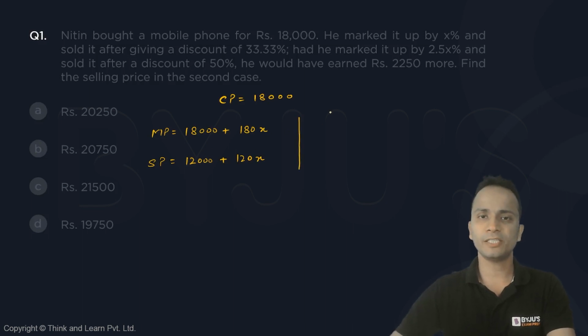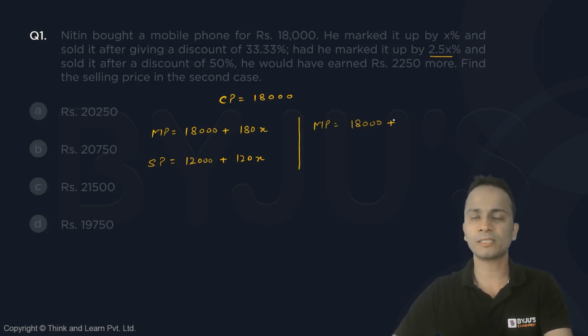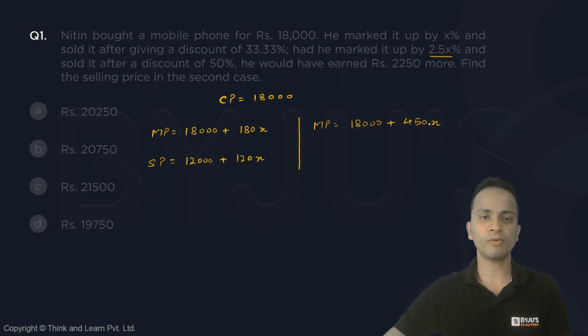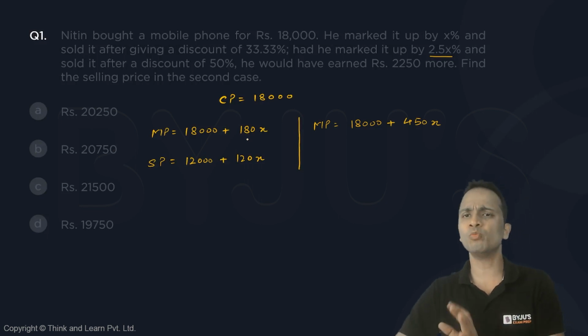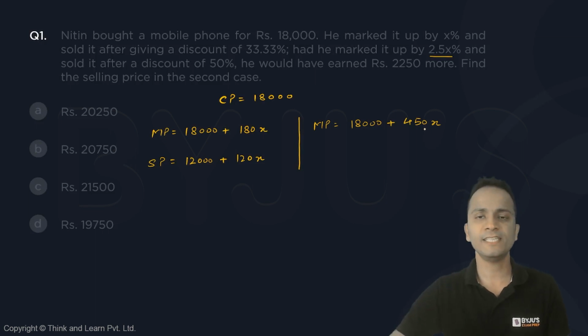Now let's make the second case. Instead, if he marked it up by 2.5x percentage, in that case it will be 18,000, that is the cost price, plus 2.5x percentage of 18,000. That will come out to be 450x, right? What I've done is I've just multiplied 180 by 2.5. Earlier it was x percentage, now it is 2.5x percentage. So multiply 180 by 2.5, you will get 450, right?